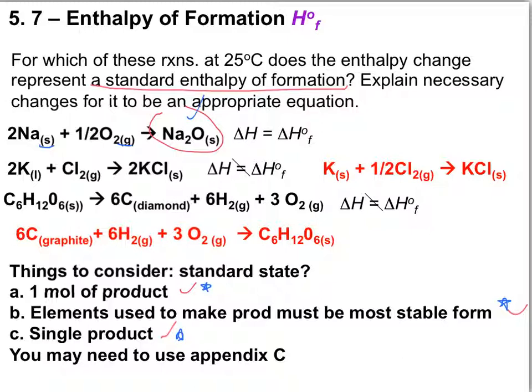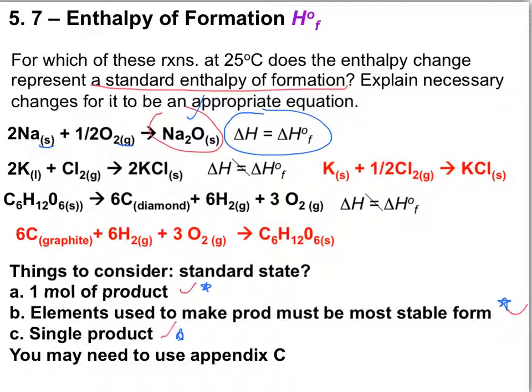Okay, so in this example, we know that our enthalpy change is going to be equal to our standard enthalpy of formation value. So we could definitely use this setup to calculate our delta H. The next equation, if we look at it, does not fit some of the necessary features for a standard enthalpy of formation equation.